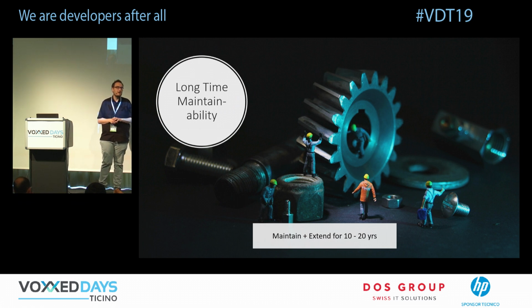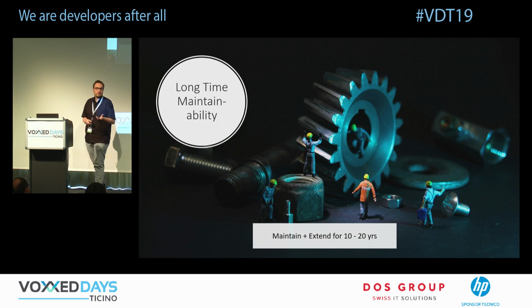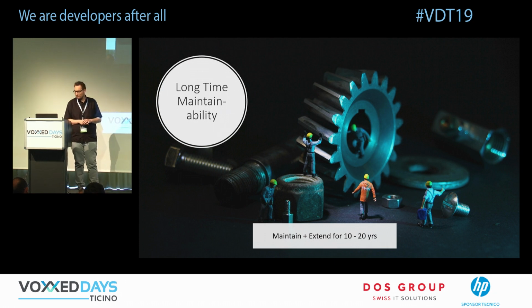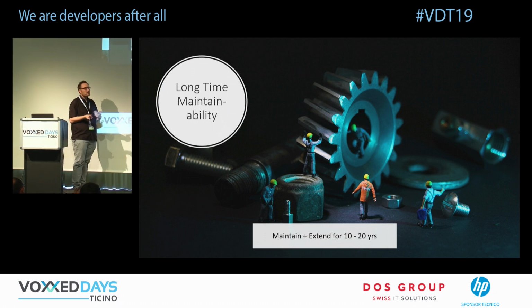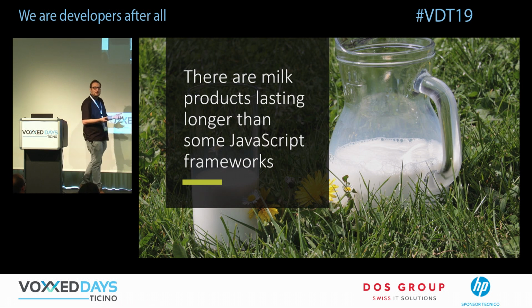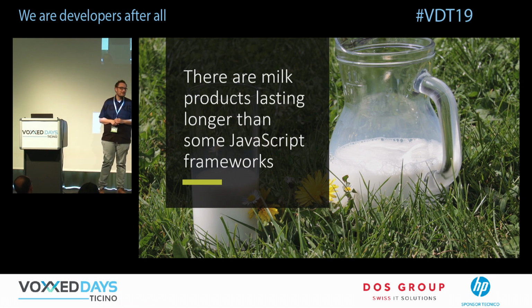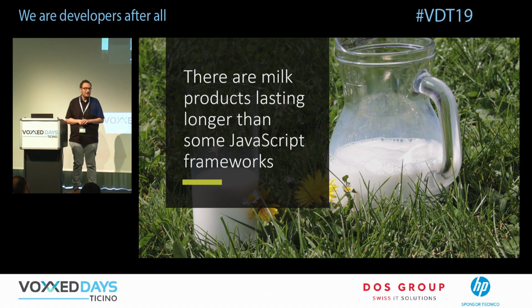And that means we have to do a proper software design, a proper architecture, as well as we have to choose carefully our technologies. And then, of course, there is this issue with milk products. Perhaps you've heard about this issue with milk products. There are milk products out there lasting longer than some JavaScript framework. Every day we get a new framework, and every day some framework is abandoned.